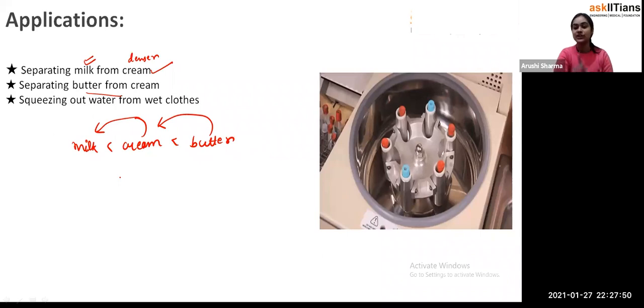So these are the separation methods for solid and liquid, for the soluble one and the insoluble one. For the soluble one it's evaporation and crystallization. For the insoluble one it is filtration, sedimentation, decantation and centrifugation.